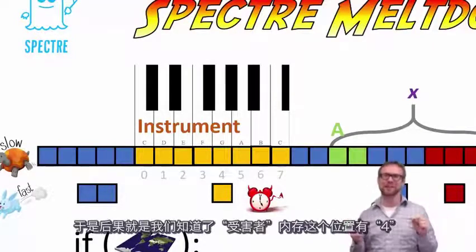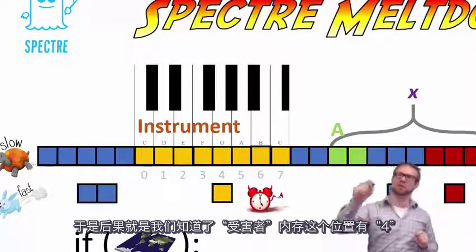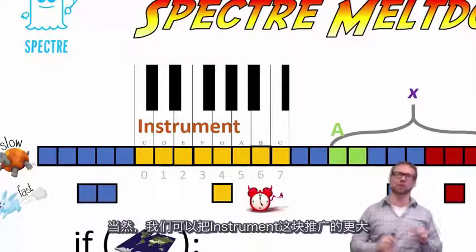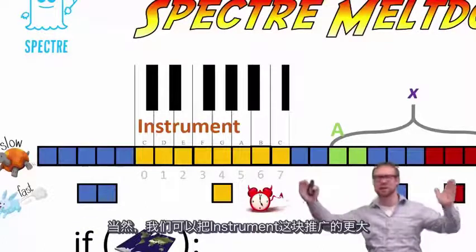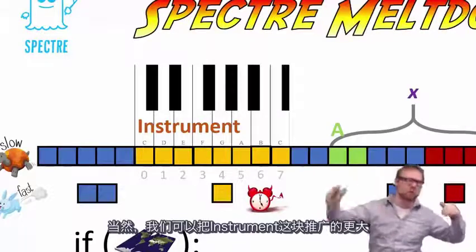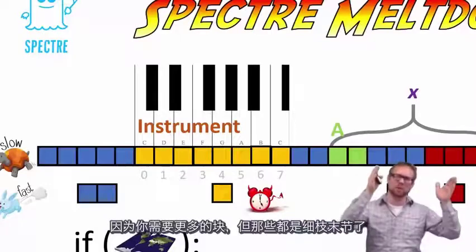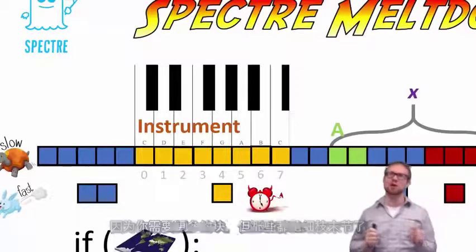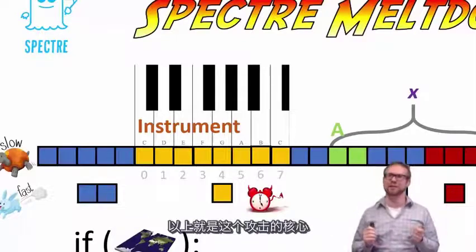And consequently, you're now in a situation where you can actually find out that your victim memory contained the letter, number 4. Huh. And of course, we can now extend this yellow range and make it really big, maybe 256 bytes, or even bigger because caches are actually a little bit trickier. You need bigger blocks. But that's technical details. This is the crux of the Spectre Meltdown attack.